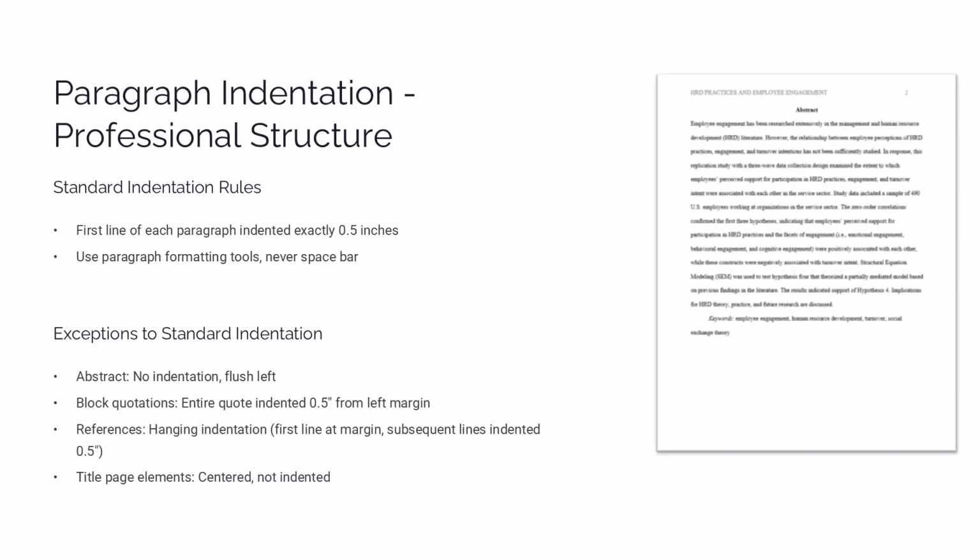Every paragraph in APA style begins with a first line indentation of exactly 0.5 inches. This indentation serves as a visual signal to readers that a new paragraph is beginning, helping them follow your argument's logical development. The 0.5-inch measurement is precise, not approximately half an inch, but exactly 0.5 inches as measured by your word processor's ruler. The critical point is how you create this indentation.